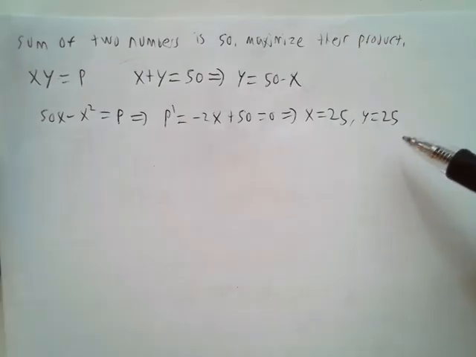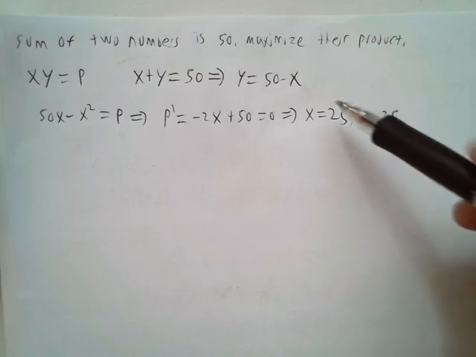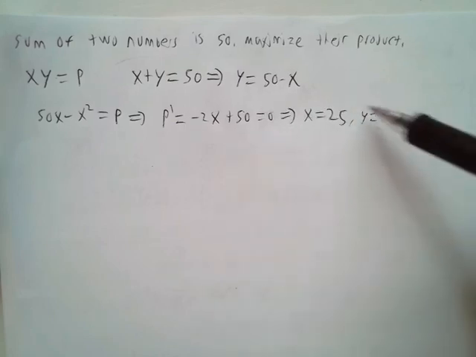And so this is a common feature when you want to maximize things like this, is that it turns out the best thing to do is to take both x and y to be the same value.